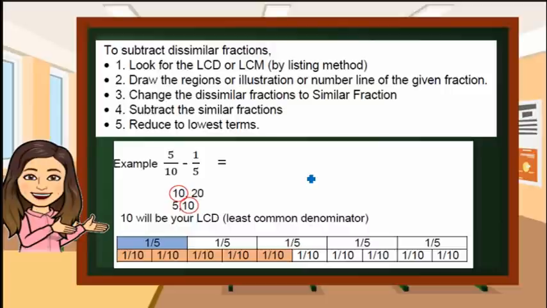The next one is how to subtract dissimilar fractions. Still, look for the LCD or LCM. Draw the regions or illustrations or number line of the given fractions. Change dissimilar fractions to similar fractions. Subtract the similar fractions and reduce to lowest term.